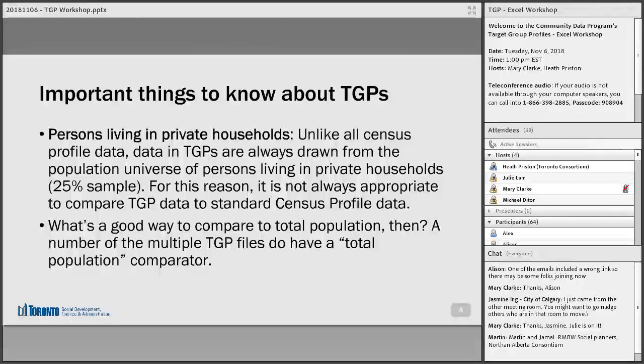Also, the target group profiles draw information from a particular universe that's called persons living in private households. Whereas the regular census profile, for a variety of different topics, draws from a different kind of population universe. I've got an example on the next page, but whereas those different population universes are present in different topics in the standard census profile, for target group profiles, it's always a 25% sample of the population of people living in private households.